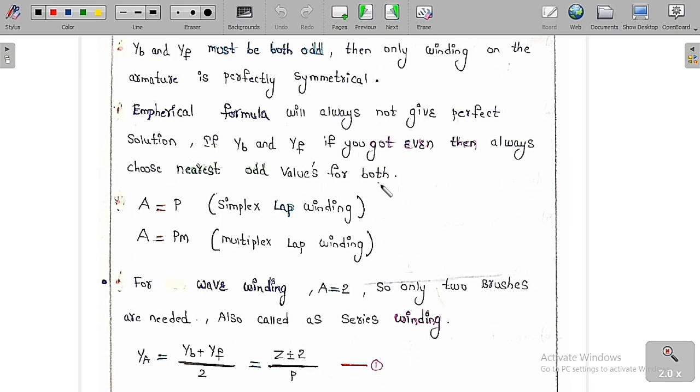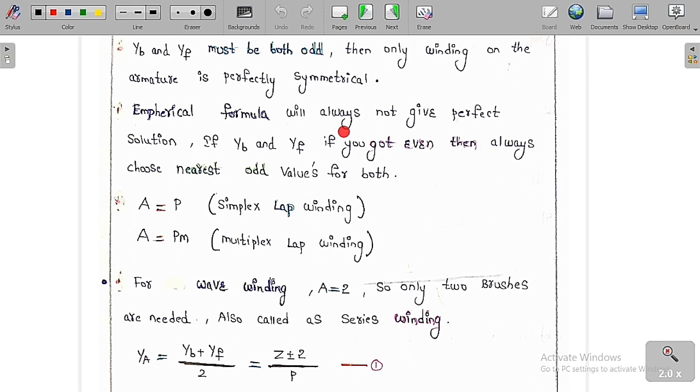The empirical formulas that I have already told you will never give you the perfect solution. So if you got some even values for YB and YF, then try to choose the odd values which are near for both of them, because YB and YF should always both be odd, irrespective of the winding. So you have to choose YB and YF as odd values always. This is a very important point that you always need to keep remembering.